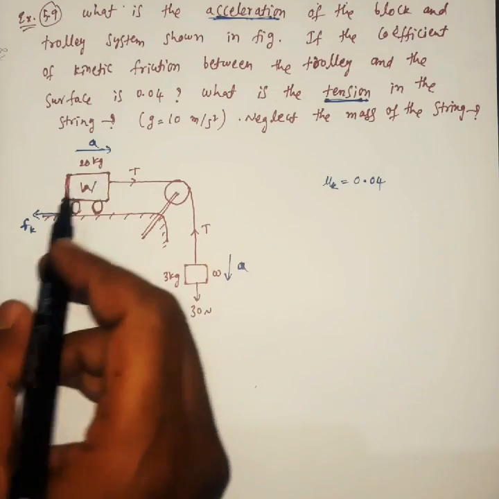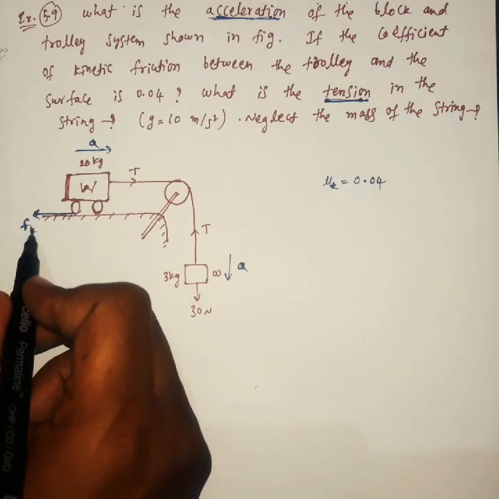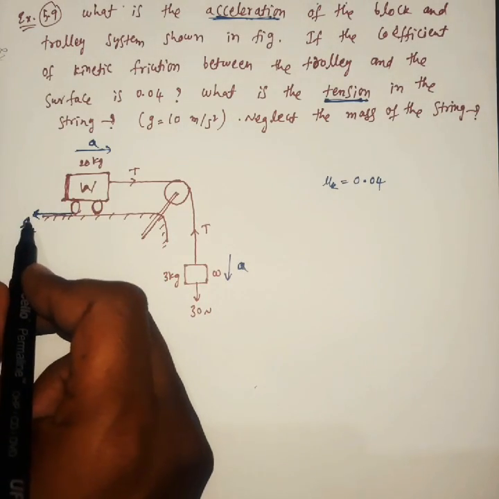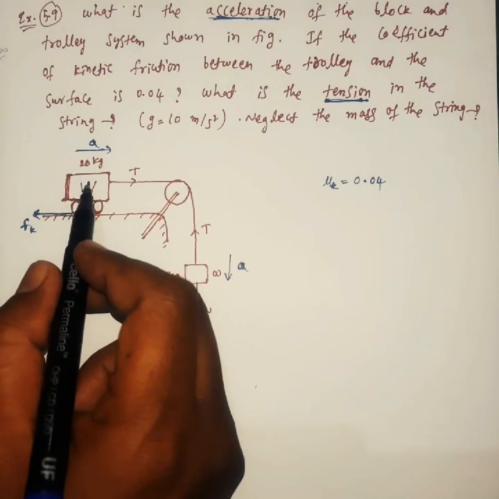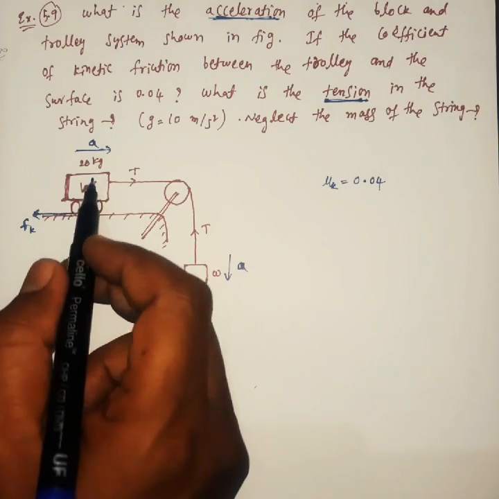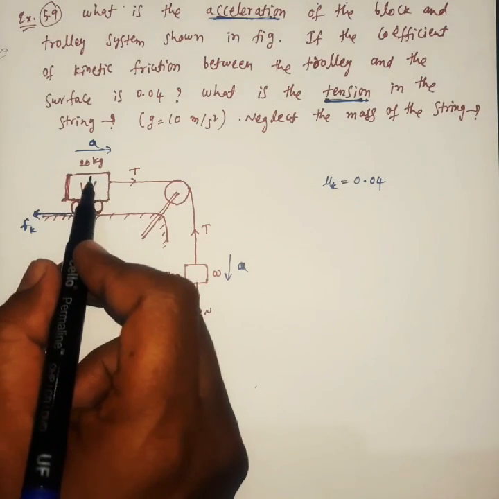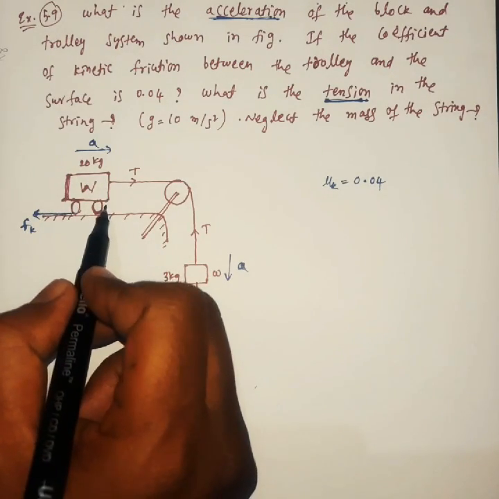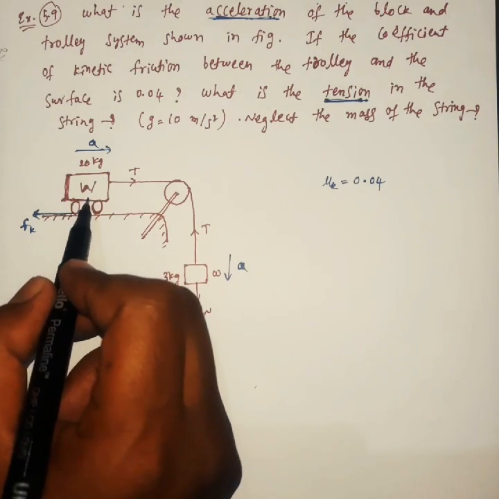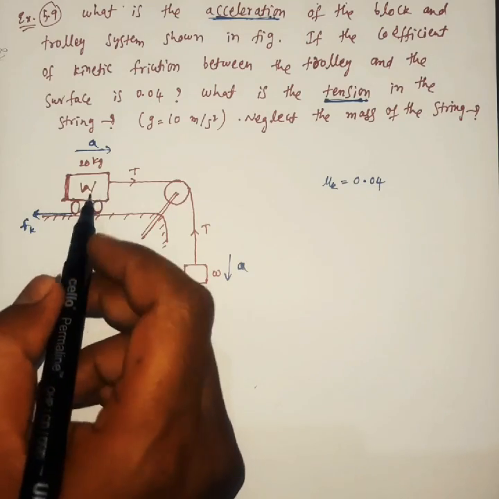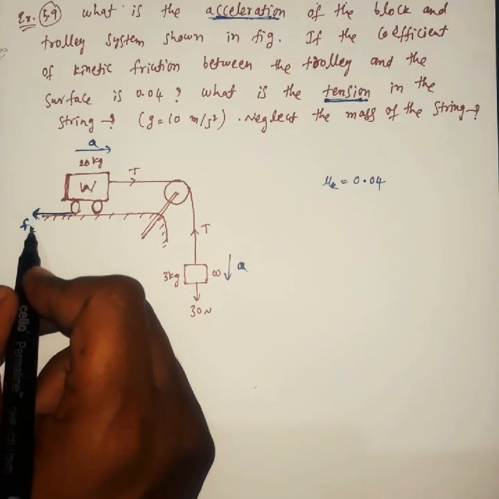If it is in motion, which frictional force acts on that trolley? So that is the kinetic frictional force, which opposes the motion of the trolley. If the trolley is at rest, which frictional force opposes the motion of the trolley? So that is static friction. If an object is in motion, the opposing force is kinetic friction. If an object is at rest, the opposing force is static friction. So here the trolley is in motion. So which frictional force opposes? That is the kinetic frictional force.